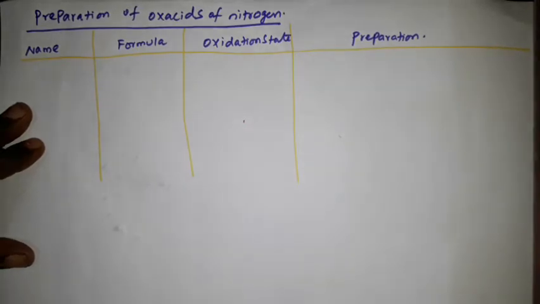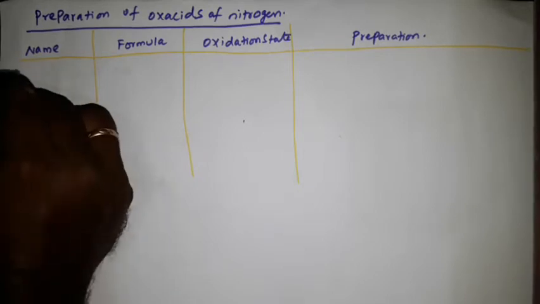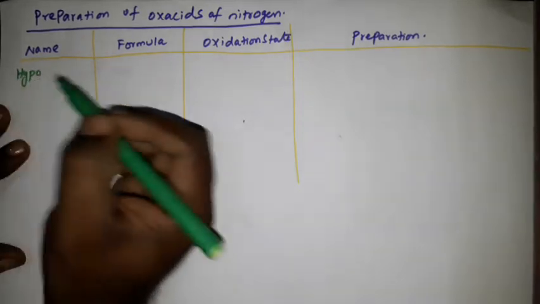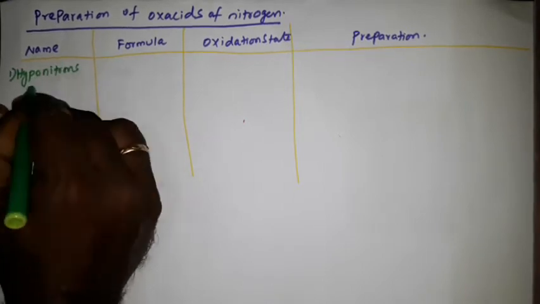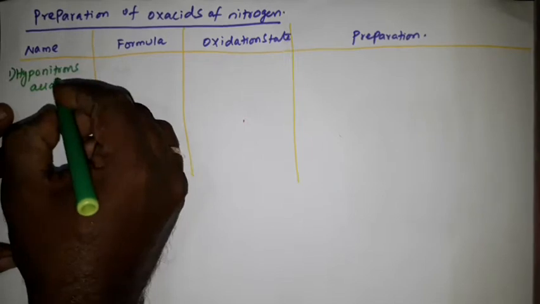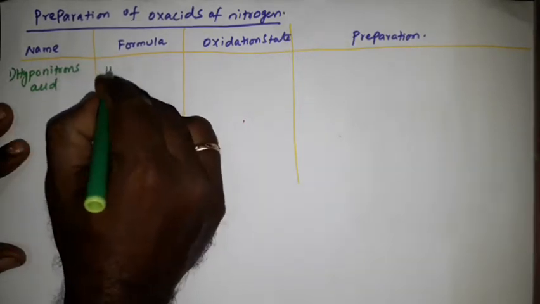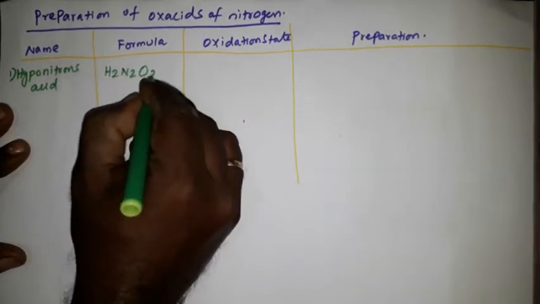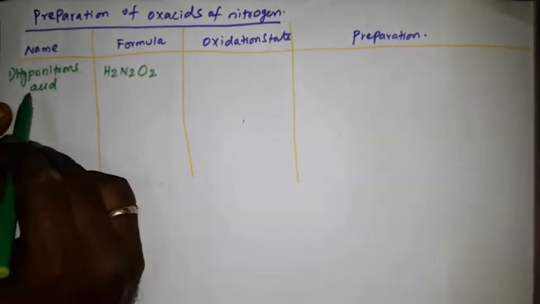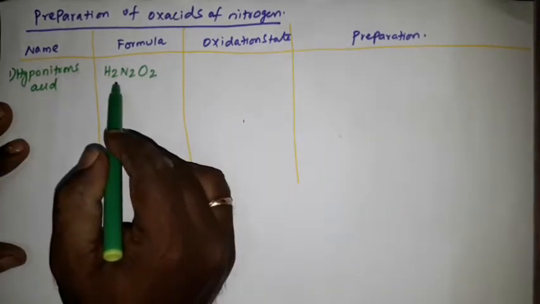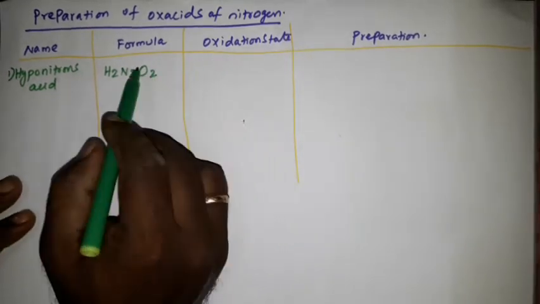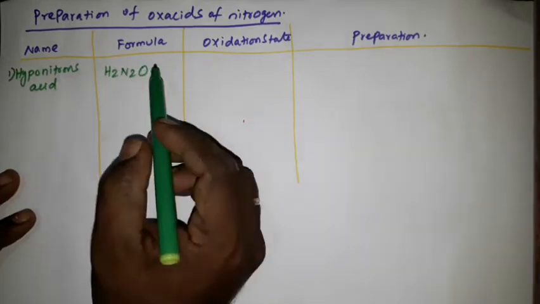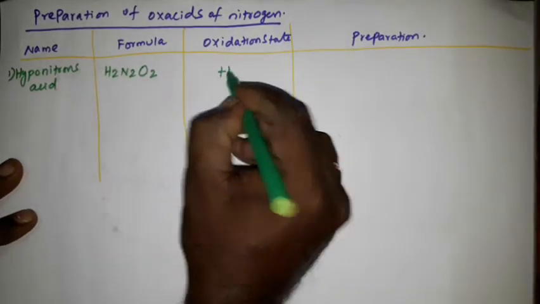Clear? The first oxacid, number 1, is hyponitrous acid. The formula is H2N2O2. Here the oxidation state for nitrogen in hyponitrous acid is +1.